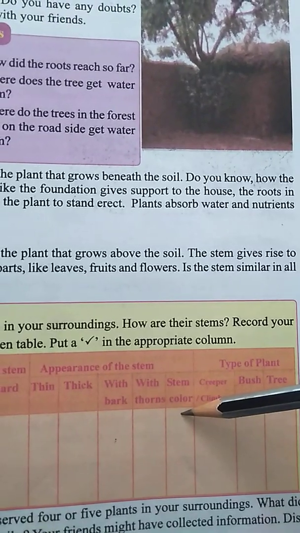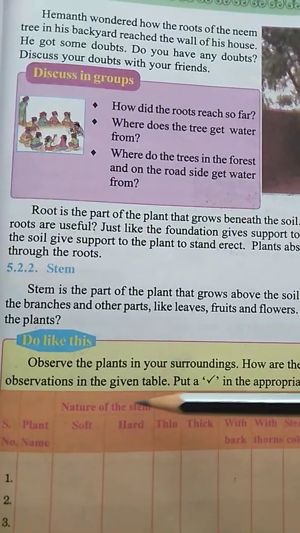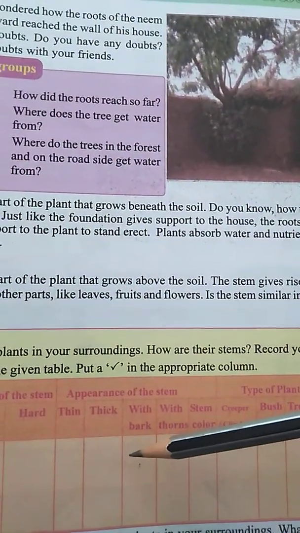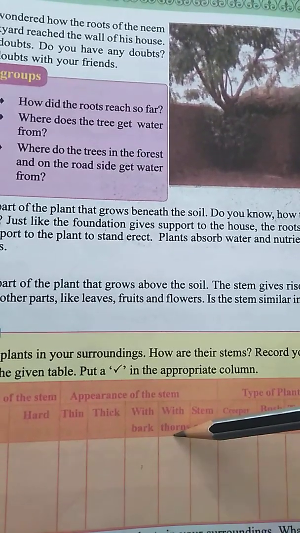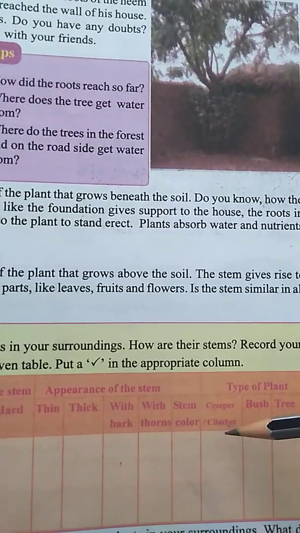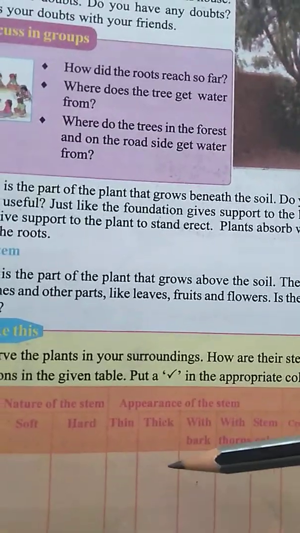If they have a very soft stem, they are a little green in color. So like that you have to observe whether they have bark, thorns or color. Next, whether it is a climber or creeper, bushes or trees. These 3-4 examples you have to take and fill this table.